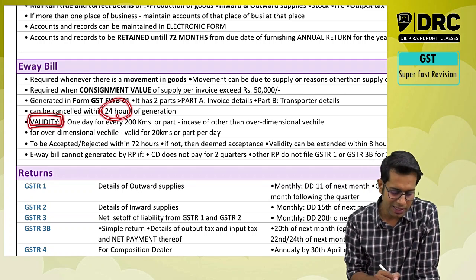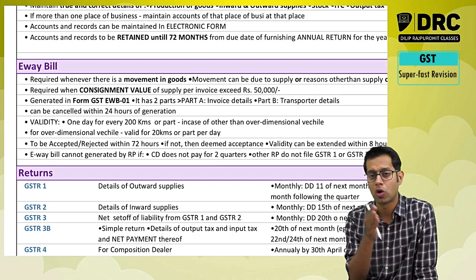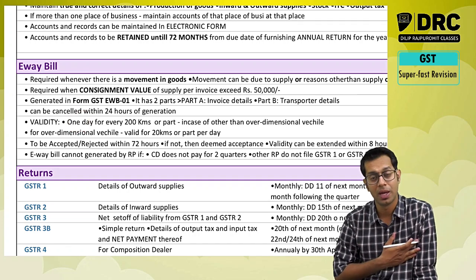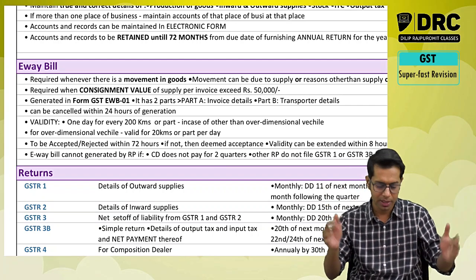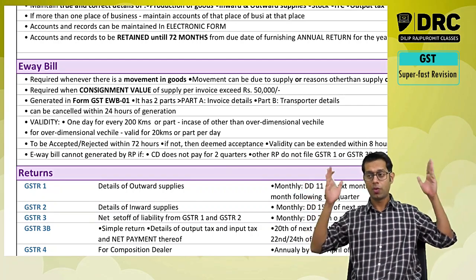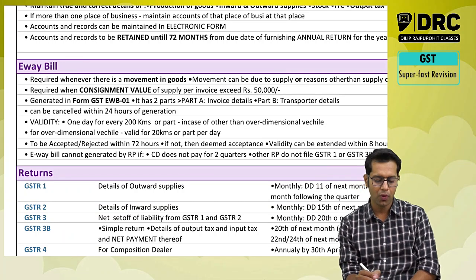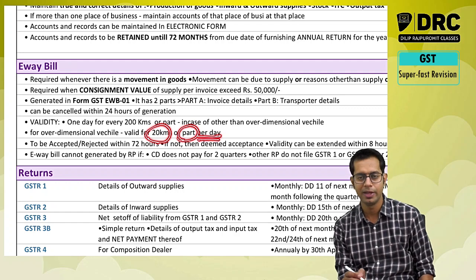There is a validity for the e-way bill. The e-way bill is valid for every 200 kilometers or part thereof, for 1 day, in the case of other than over dimension cargo, which is nothing but normal trucks. But for very big trucks, the validity is 1 day for every 20 kilometers or part thereof.